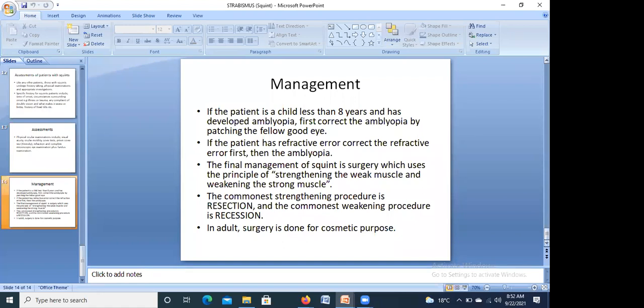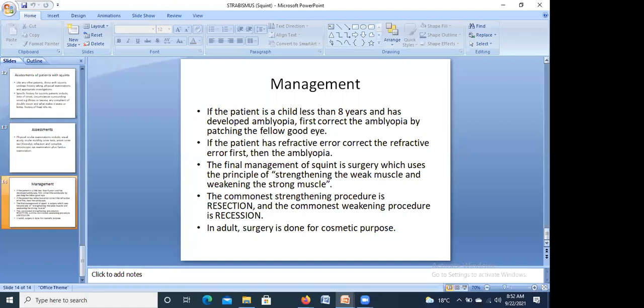Good morning. What exactly is patching? To patch, to occlude, to cover. So you cover one eye completely so that it doesn't see.